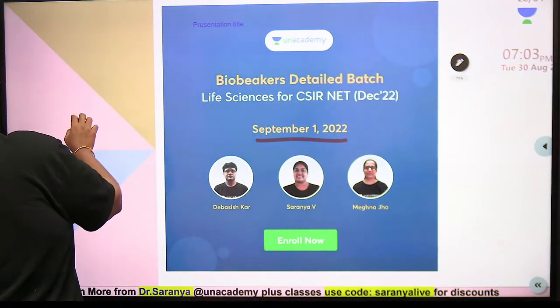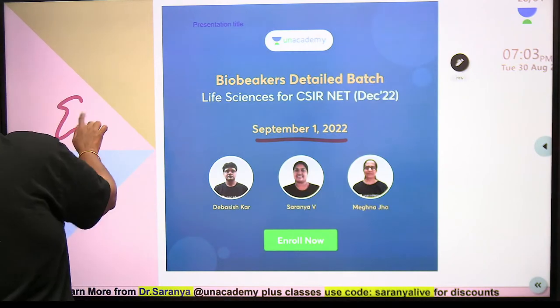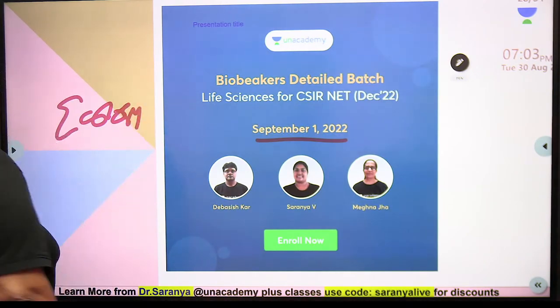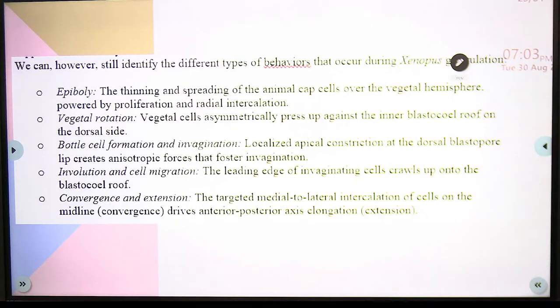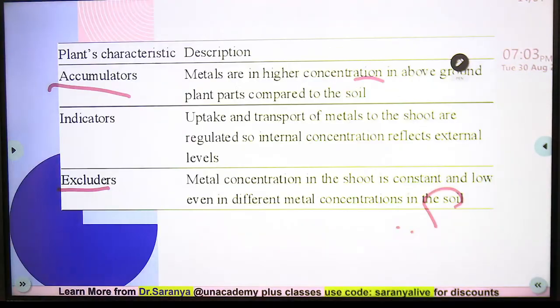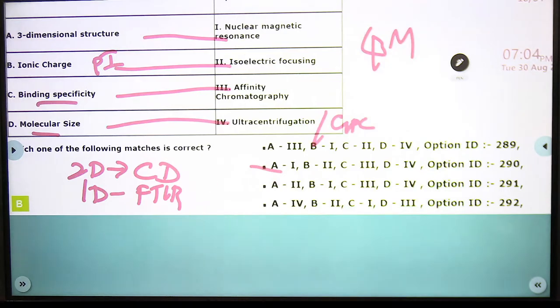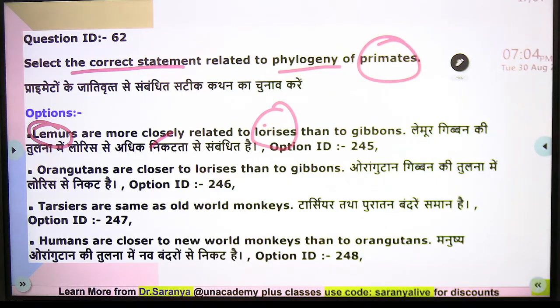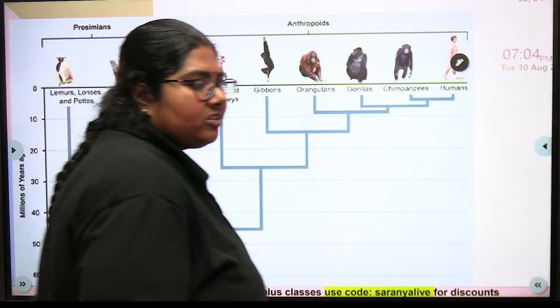So I am going to begin with the very important unit of ecology. Simple unit, but very important. Okay, right. So, which question are we at now? This is done, right? Okay, this one. See this?